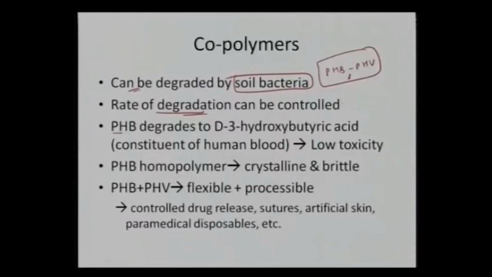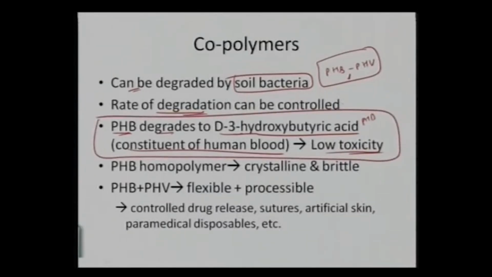And again PHB is one of the biocompatible copolymers. Why? Because it degrades to D-3-hydroxybutyric acid, which is nothing but a constituent of the human blood. So that is the reason this PHB shows a very low toxicity. So in this case we can see that PHB, once it is getting degraded, is degrading to D-3-hydroxybutyric acid, which essentially is the constituent of the human blood, and that is the reason it shows a low toxicity.